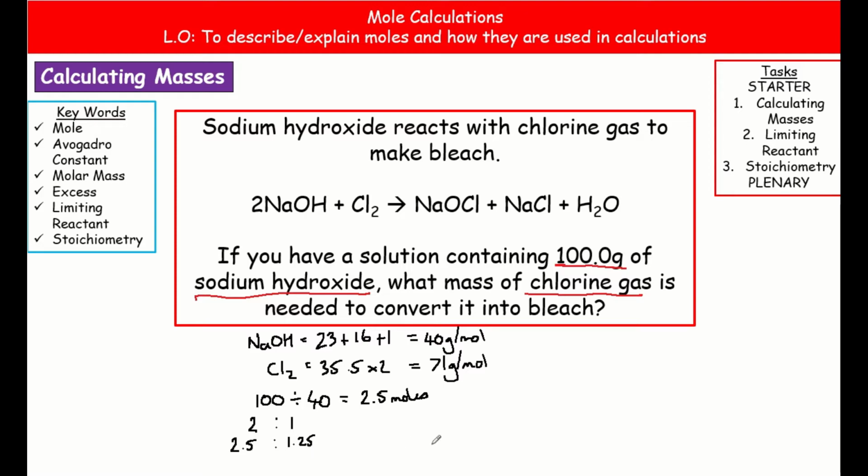And then the last thing we need to do is, and I'm going to come over here because I've run out of space down there, 1.25, so the amount in moles times the molar mass, which is 71, and that gives us an answer of 88.75 grams. So what you can do is give yourself 1 mark for your molar mass of sodium hydroxide, 1 mark for the molar mass of chlorine, 1 mark if you worked out the number of moles, and then you can have 1 mark for the answer. So it'll give you a total out of 4 for that one.